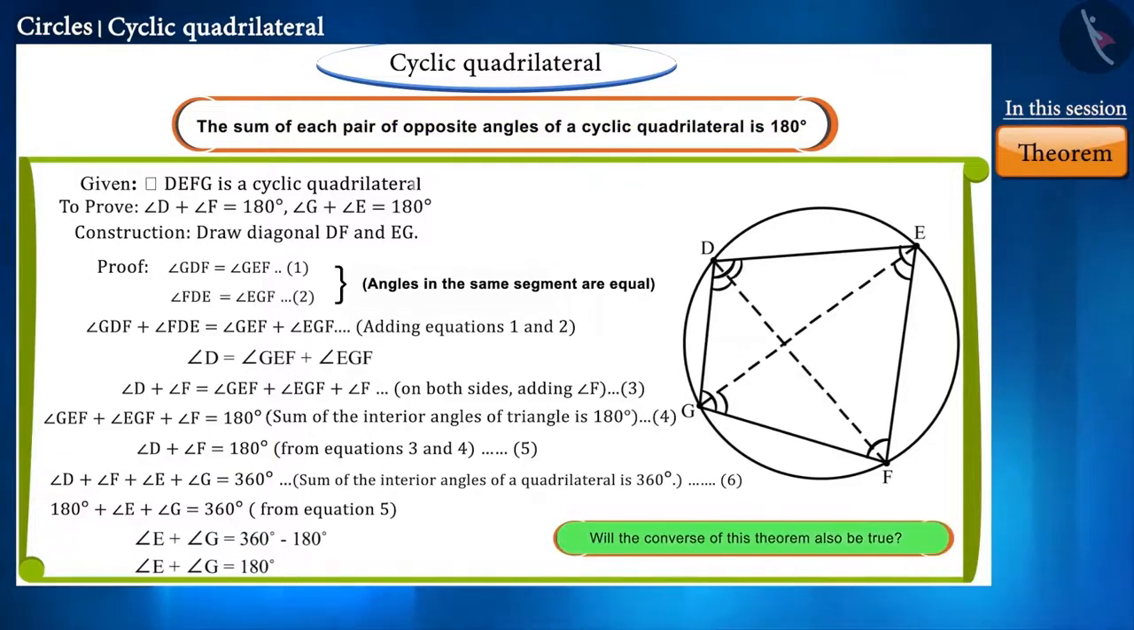Friends, will the converse of this theorem also be true? We will discuss this in detail in the next video.